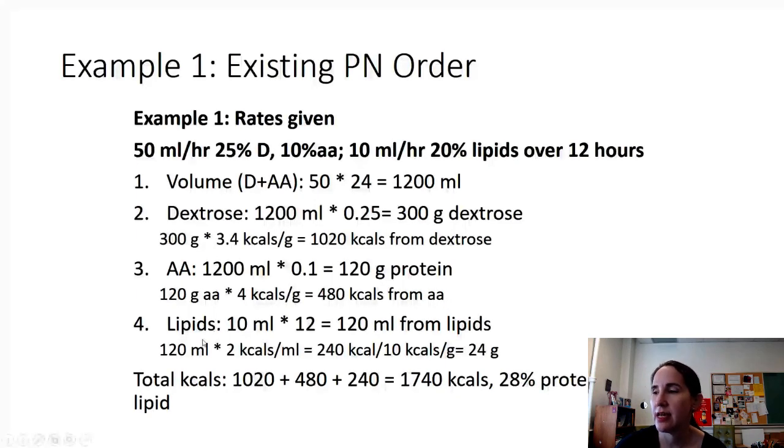Next, we do the lipids, 10 mLs per hour. There's an FDA rule that says that lipids should not hang for more than 12 hours due to risk of contamination. So 10 times 12 hours would give us 120 mLs from lipids. Lipids actually come in 100, 250, and 500 mL bottles. So in this case, you might want to consider either using 100 mLs if that's possible, or if you want to provide a bit more lipid, but this is the example given.